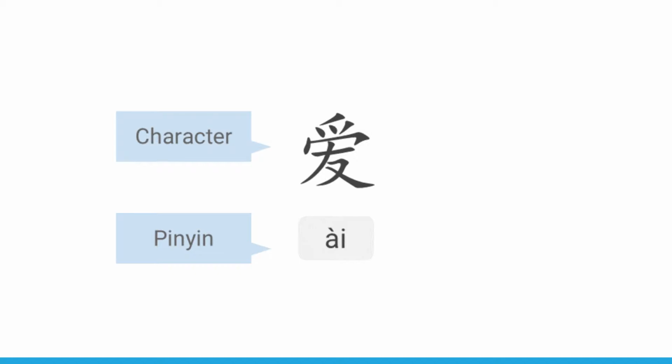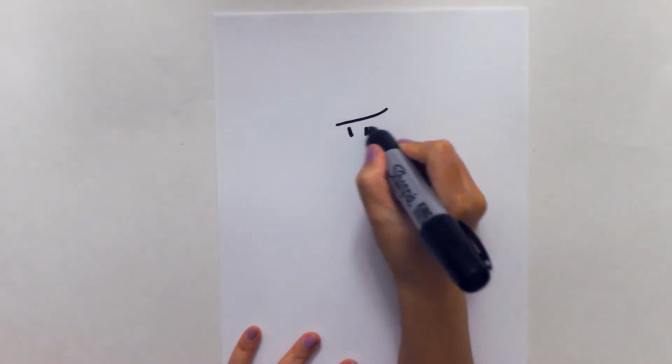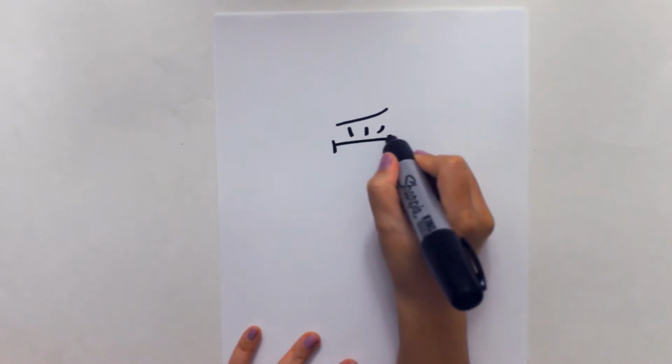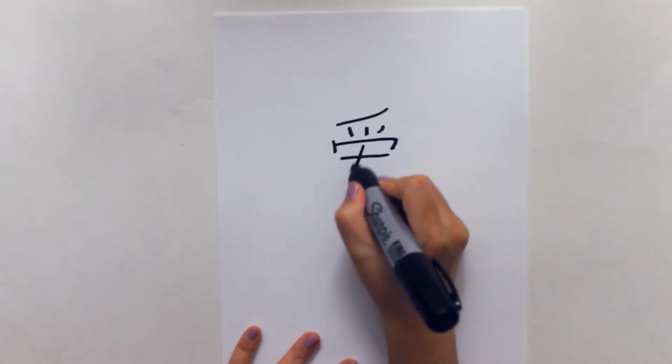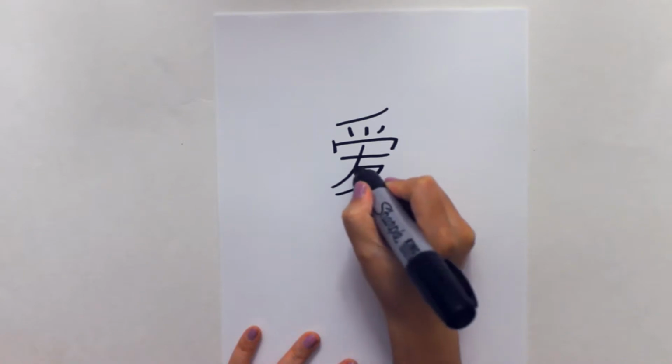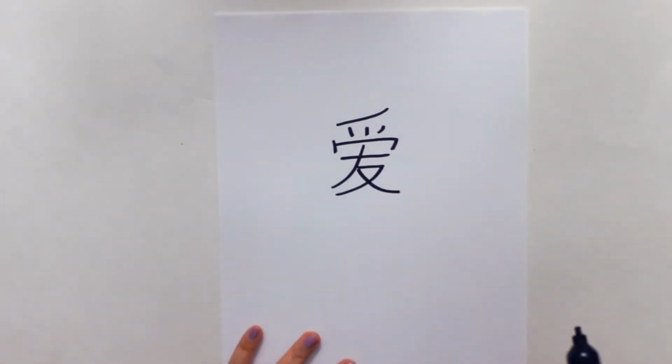Take a look at how I write ai. There is an order to writing this character, so it's not going to be as chaotic as you might have imagined, or maybe just me, right? We will learn more about the rules and components as we go.